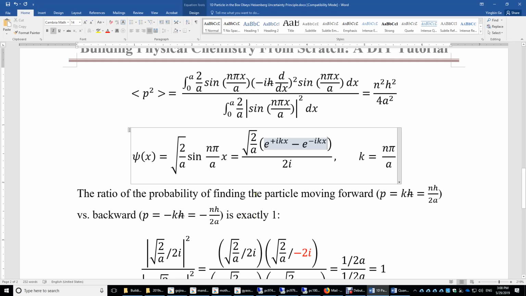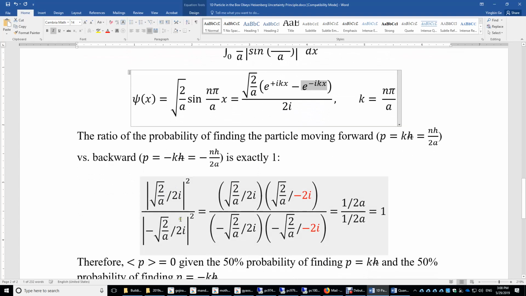How do we get this? We simply need to get the squared modulus of the coefficient in front of this e to the power of plus ikx and divide that by the squared modulus of the coefficient in front of this second eigenfunction of the momentum operator. And then we have this equation here.